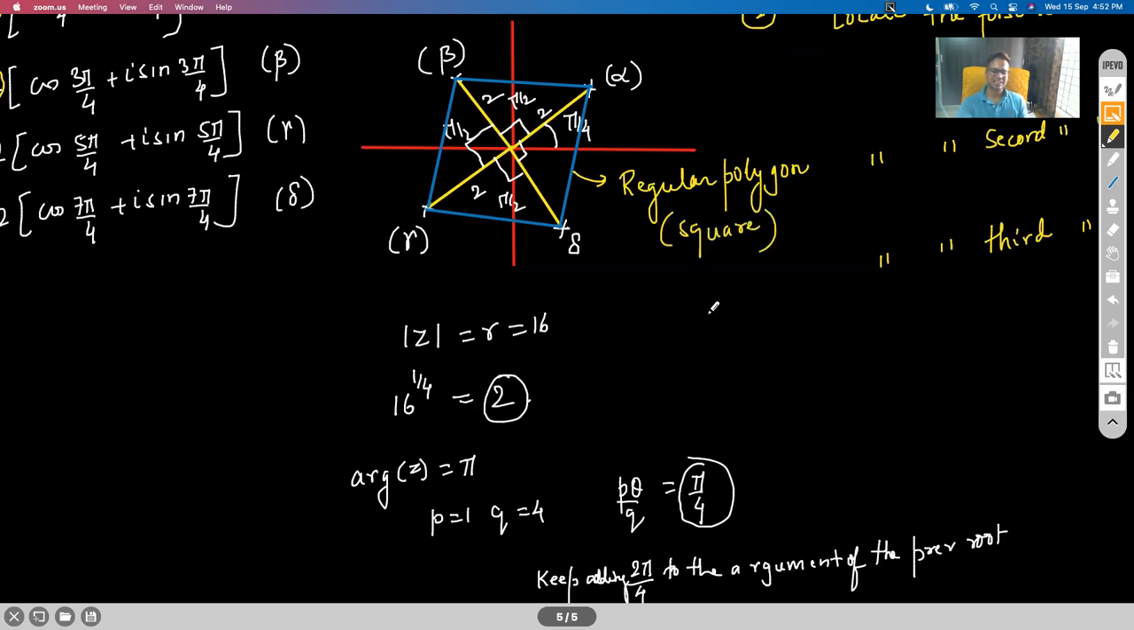So please note that no matter whatever complex number is given to you, and somebody is asking you to locate the roots of that complex number raised to the power of p by q, you will always get a q-sided regular polygon from there, if you connect all your roots on the Argand plane. That's always going to happen. Is this fine?